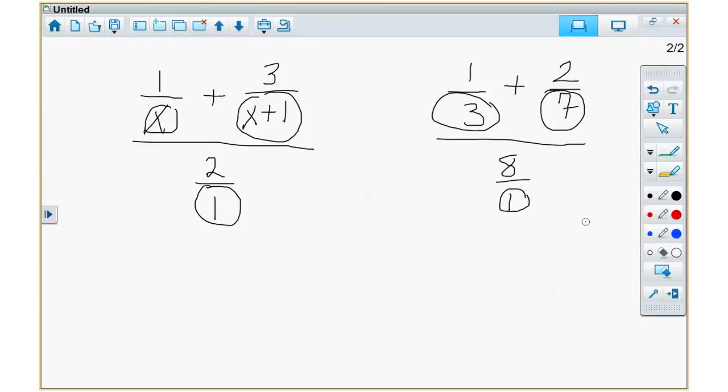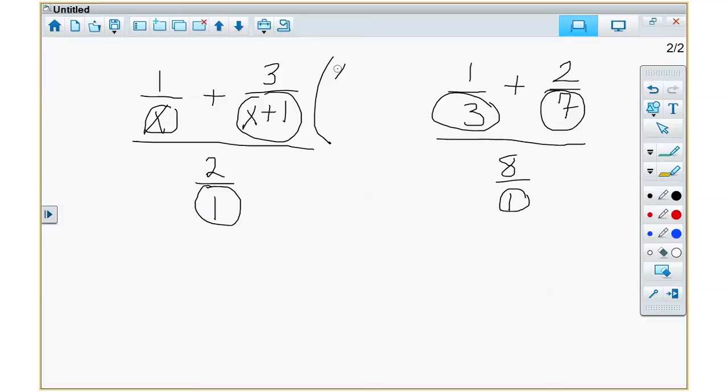Okay? So these have nothing in common. Well, somebody can say, well, x is in common. Not necessarily, because this x is by itself. This x has a 1 beside it. Now, if this was x squared and this was x, then the common denominator would be x squared. But since you have two different animals here, just like here, you have to put them together.